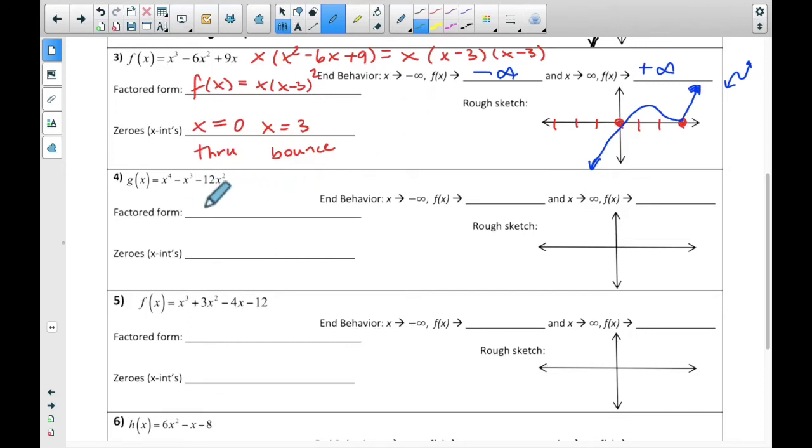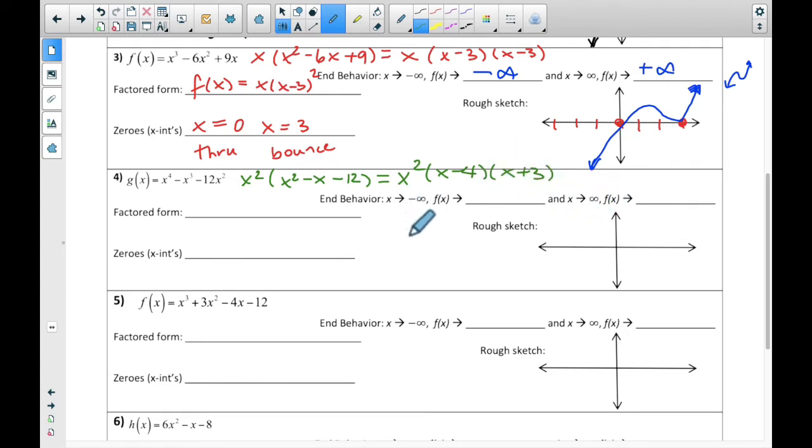Number 4, I can see I can factor out an x squared, so I'm going to take out that GCF of x squared. And now I have a trinomial, and I know how to factor that because that's a pretty easy one to factor. I look for my factors of negative 12 that add up to negative 1. So that sounds like it's going to be x minus 4 and x plus 3.